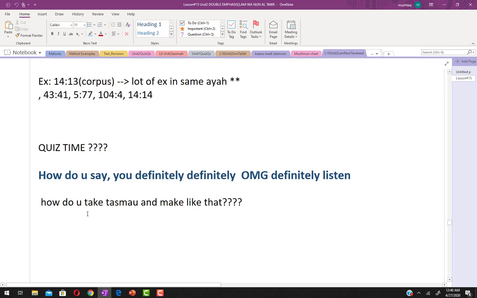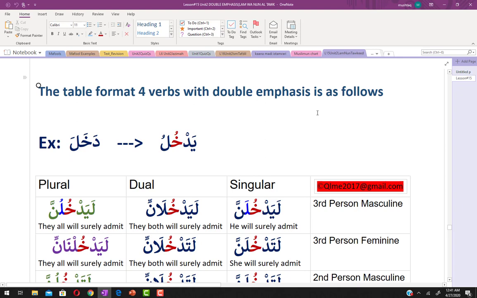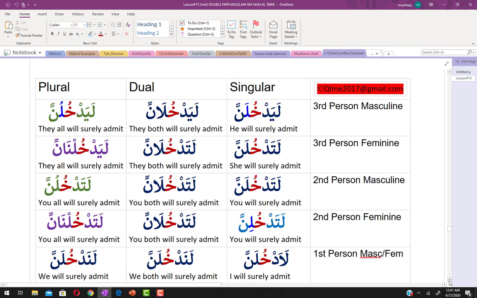The table format for verbs with double emphasis is as follows. I have taken different examples and I have made the chart. Dakhala yadkhulu, right? For the singular, the letter before noon shadda will have a fatha. La yadkhulanna, la yadkhulanni, la yadkhulunna. So this will have a dhamma. He will surely definitely admit. They both will surely definitely admit. They all will surely definitely admit. Latadkhulanna. This will have a lam, will have a fatha. Latadkhulanni and layadkhulnanni. This is feminine plural, so nanni is added.